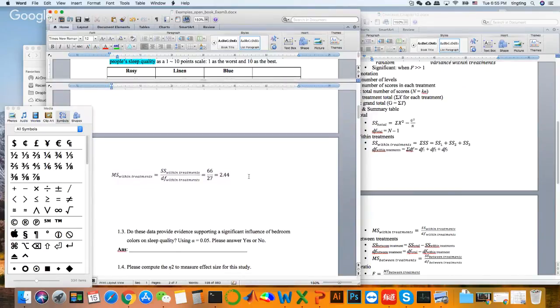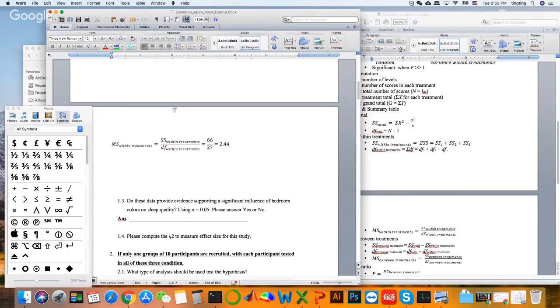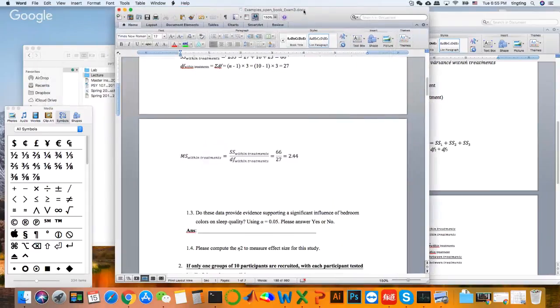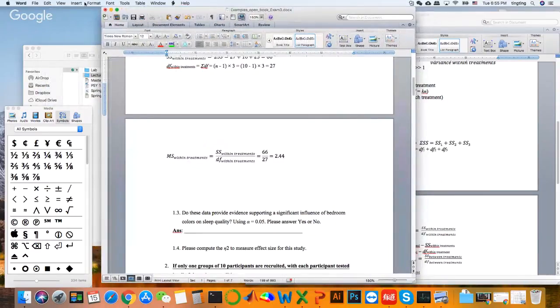So after we finish this, how can I connect them together? View.